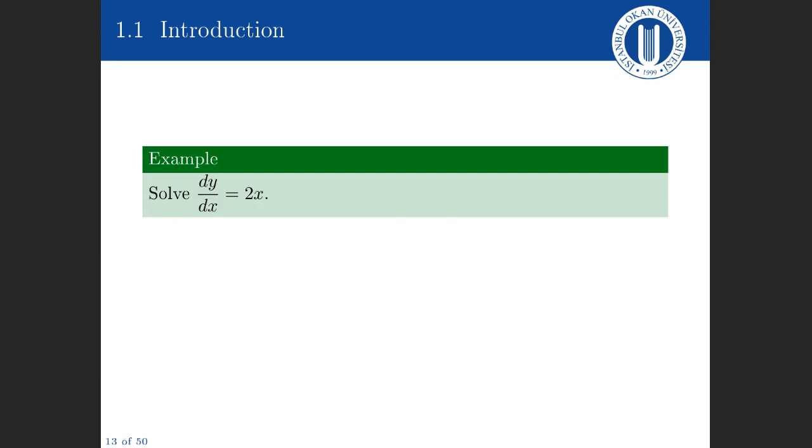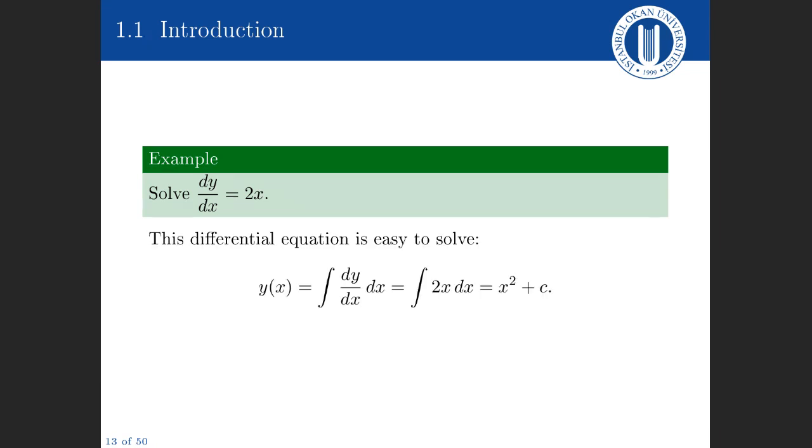So let's do this. Solve dy dx is equal to 2x. This is actually easy to solve. We know that y of x is the integral of the derivative of y by the fundamental theorem of calculus. So all we're doing is we're integrating 2x to find x squared plus c. The solution to this differential equation is y is equal to x squared plus c.